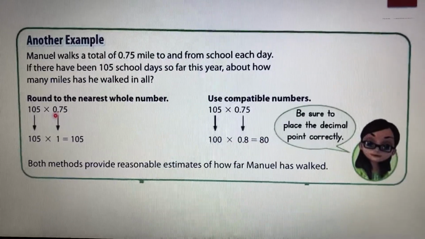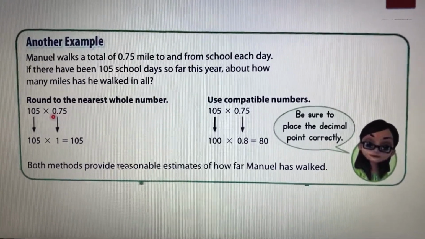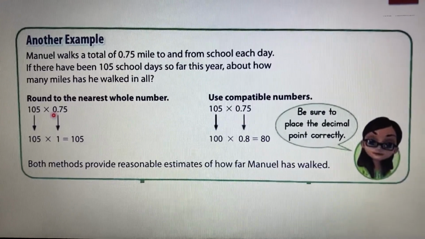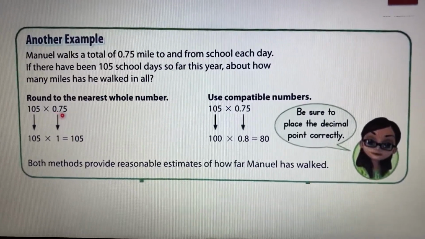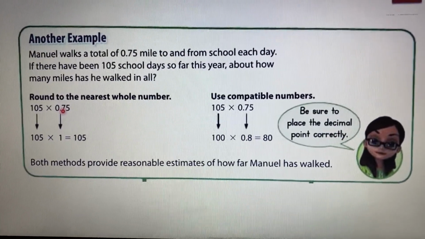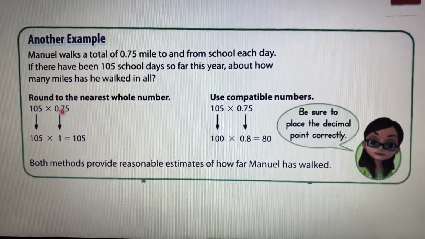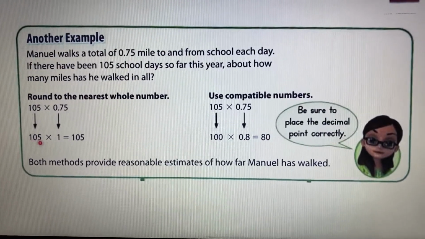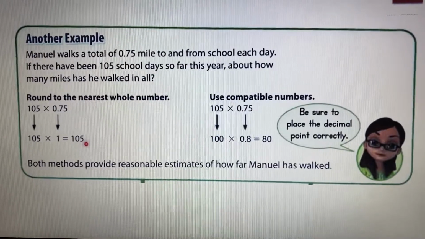0.75, focus on this, is between 0 and 1. Since I have here 7, of course it is closer to the greater one, which is 1. So the estimate is 1. So 105 times 1 is 105.